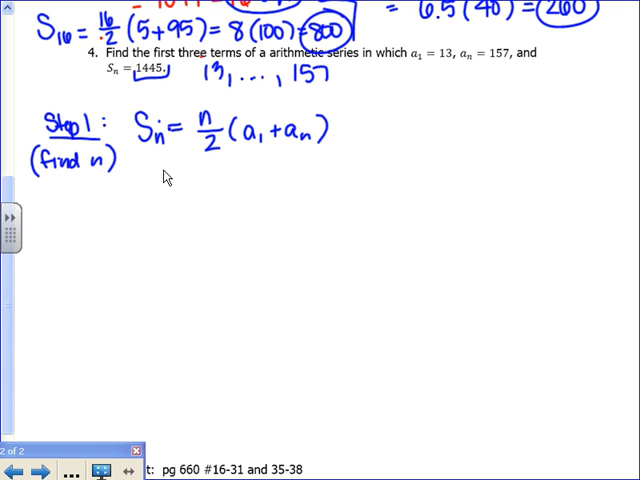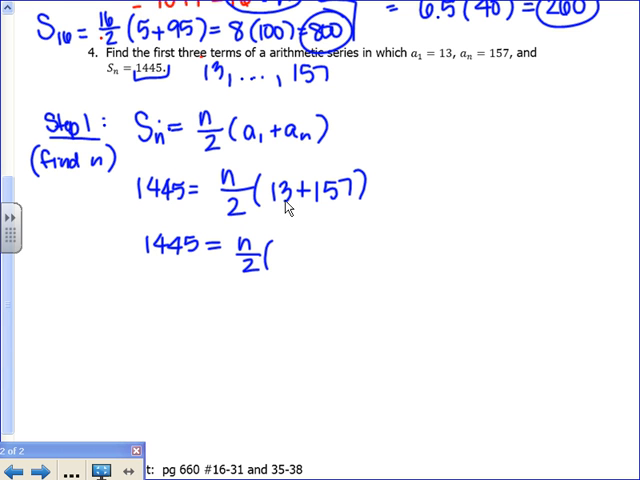So I'm going to plug in what I know. I know s of n is 1445. Don't know my n, so I'm going to leave that blank. I know my a sub 1 is 13, and my a sub n is 157. Now what we're going to do is solve for n. So I have 1445 equals n over 2 times, now 13 plus 157 is 170. I can cancel 2 out with 170 because remember this is just like a fraction times a fraction. You can cross cancel. I'm going to divide by 2 on this side. I get 85.